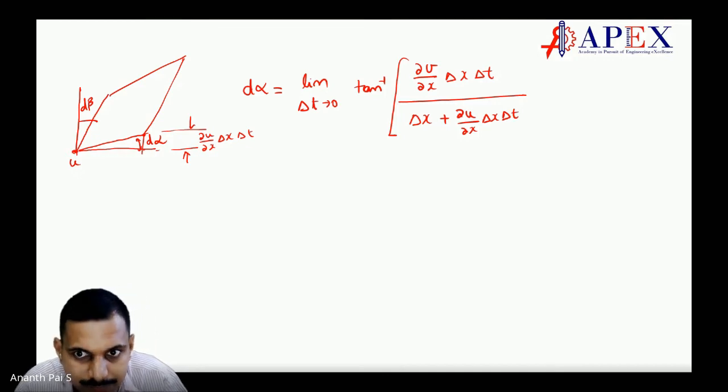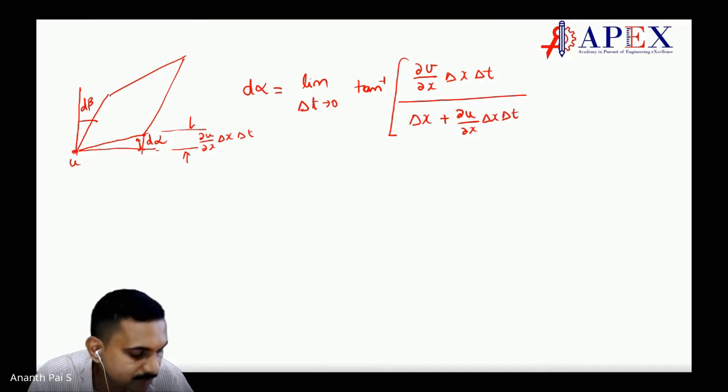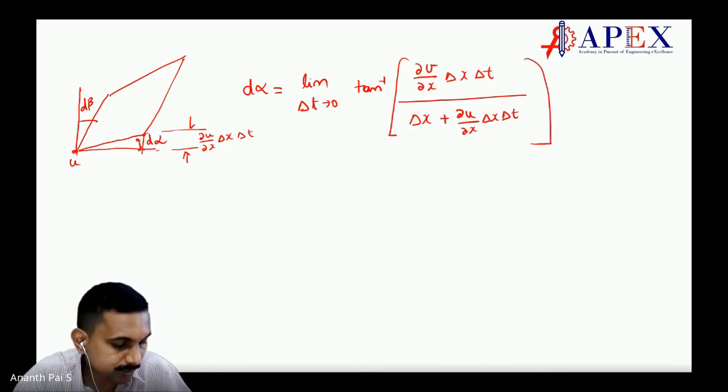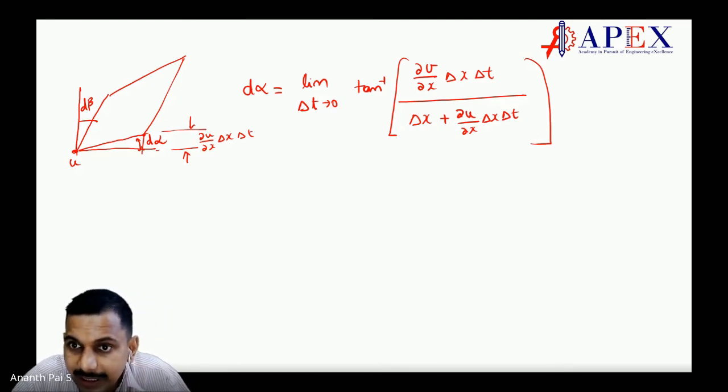Agreed, students? That would be the size on this direction. Now, in the limit delta t tending to 0, what will this be? See, when delta t tends to 0, this goes almost to 0, correct? This whole thing goes to 0.